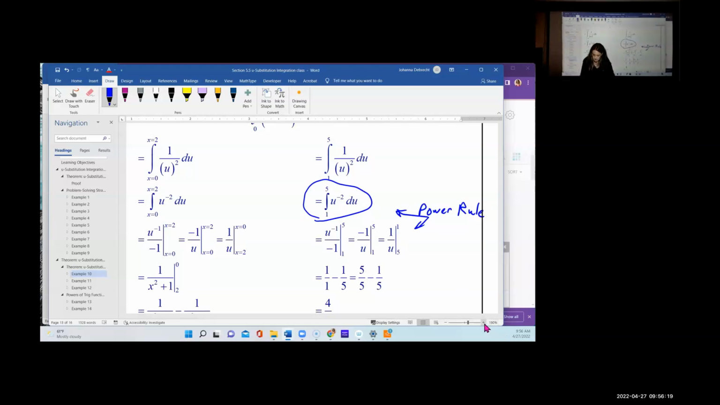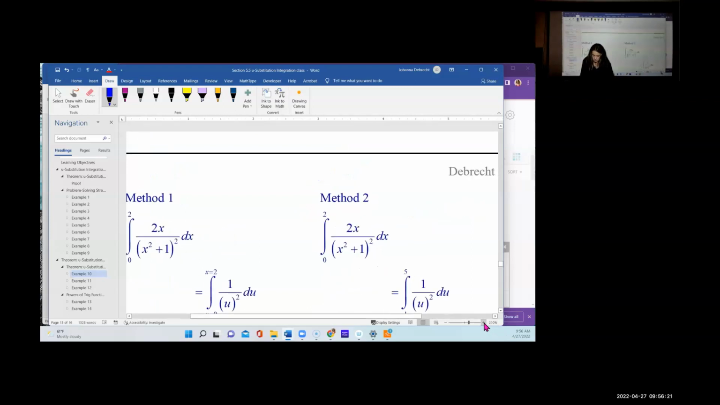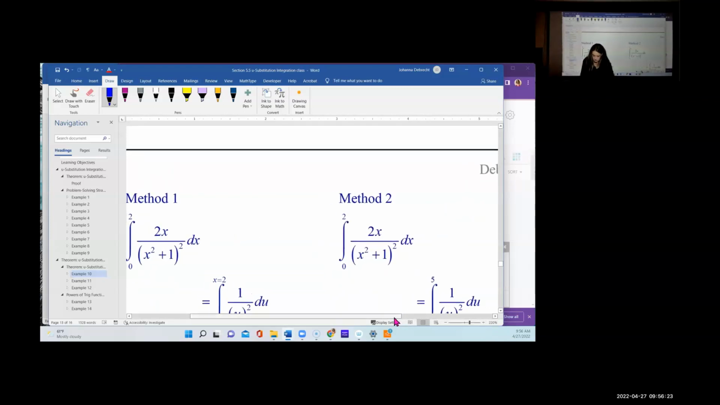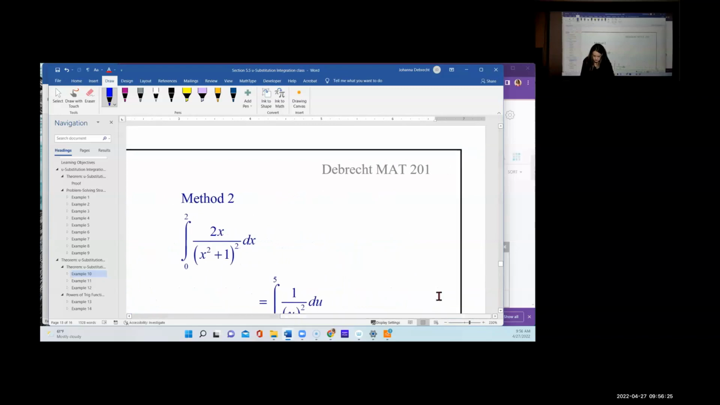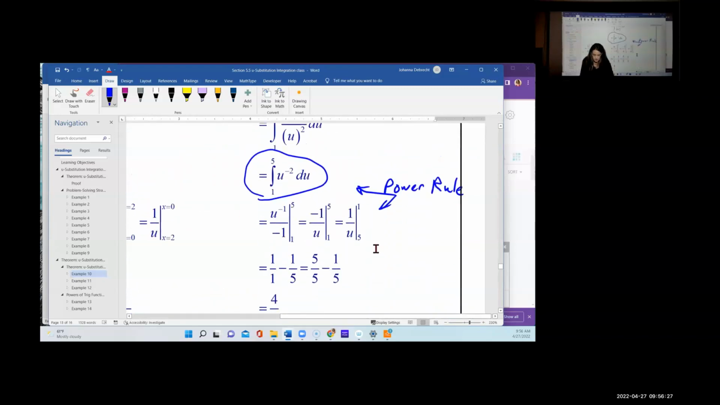And I'm going to make it even larger, if I can get it to show up. There we go. Okay, right there in the center. So I have u to the -1 over -1, which becomes -1 over u.